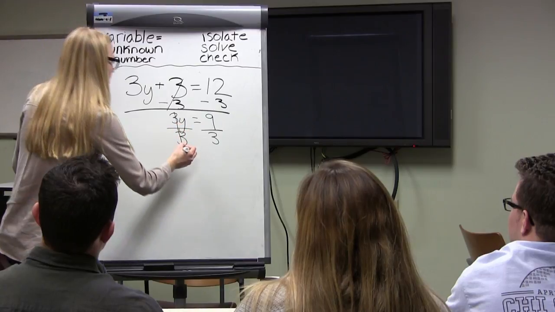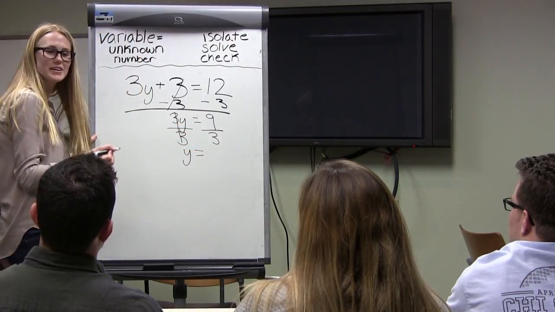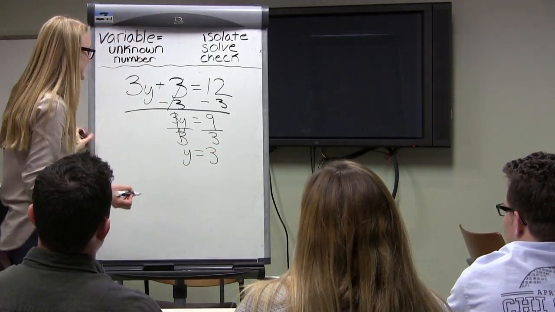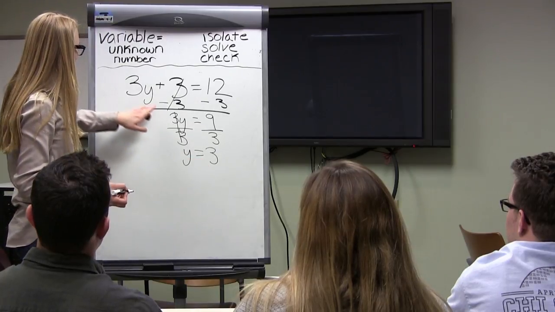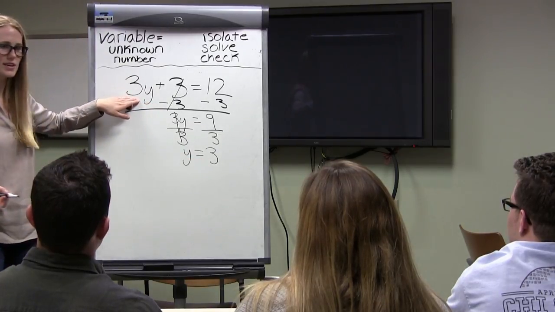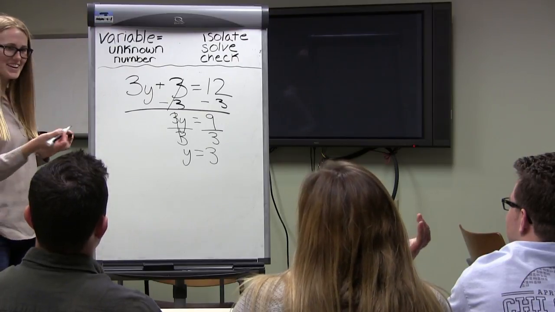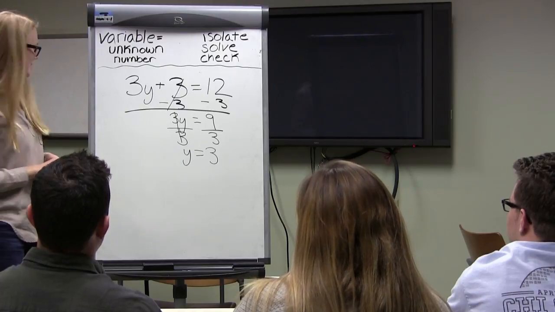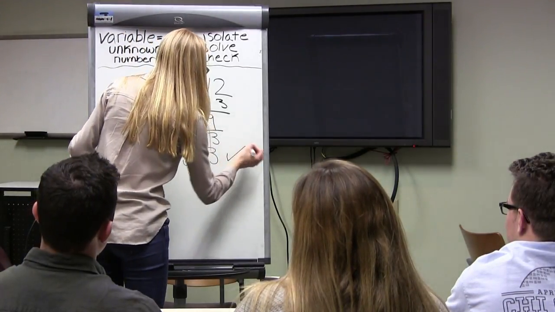3 divided by 3 is 1, so 1y is y. 9 divided by 3 is 3. Good job, Wyatt. So we isolated y, and we solved it for 3. Then, does anyone want to plug it back in to check for the last step of the equation? Yeah, Carly. 3 times 3 is 9, and 9 plus 3 is 12. Good job. So it's right.